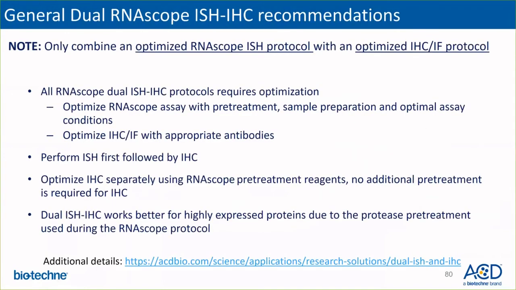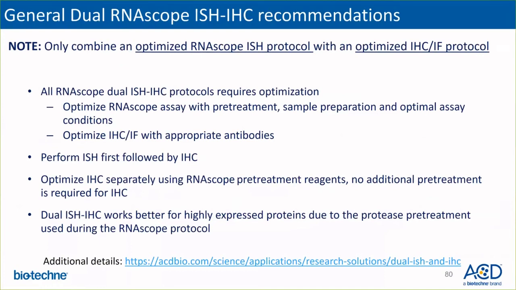We do have some recommendations to ensure success with your dual ISH-IHC assay. First, all the dual ISH-IHC protocols require some optimization. In general, it is recommended to combine a working RNAscope protocol with a working IHC protocol. It is also advisable to perform ISH first, followed by IHC.